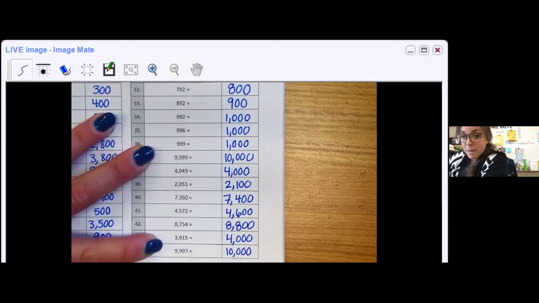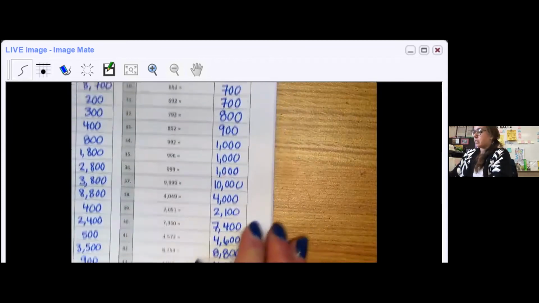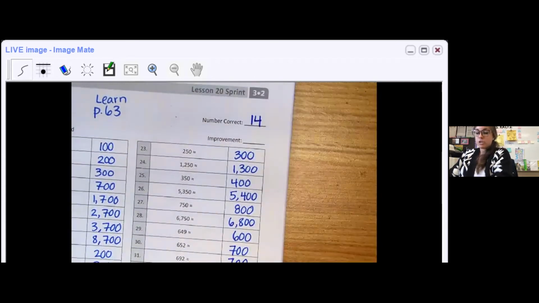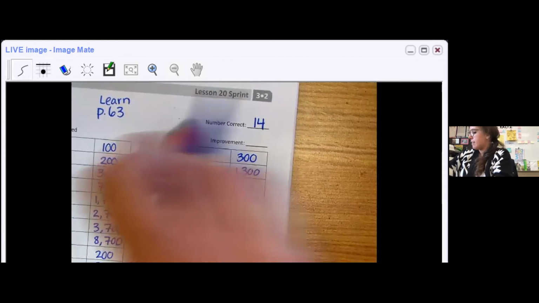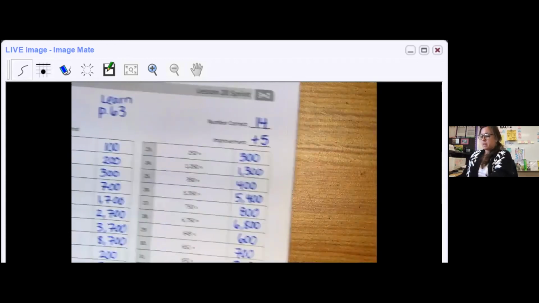All right, count up how many did you get right this time? I'm going to pretend that I got 14 right. I had 9 before, so I'm going to count on 9, 10, 11, 12, 13, 14. So that means I improved by 5. I'm going to put a +5 by my improvement.